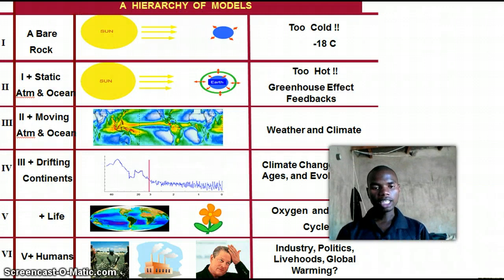Biodiversity falls under category number 5, after category number 4, which is drifting continents. Category number 5 is life. When we add life in the spheres, in the hydrosphere, atmosphere, and biosphere, the oxygen and carbon cycle fall under the part of biodiversity.